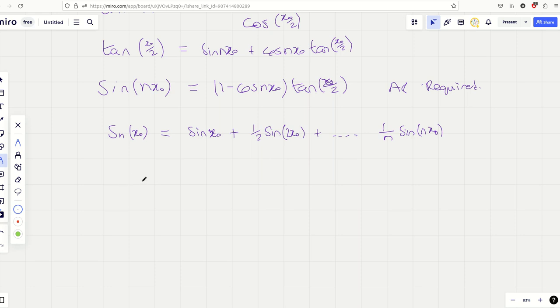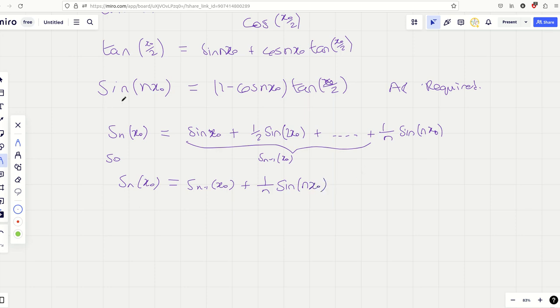Now, Sn minus 1 of x0 is very, very similar to this. In fact, it's only going to go up to the preceding term, and then this one's just going to have that extra term on the end. So let's just put it like this. Sn x0 does actually equal, you've got this just before the last term, that's Sn minus 1 of x0, isn't it? Yeah, so you're going to have Sn minus 1 x0 plus 1 over n sine nx0.